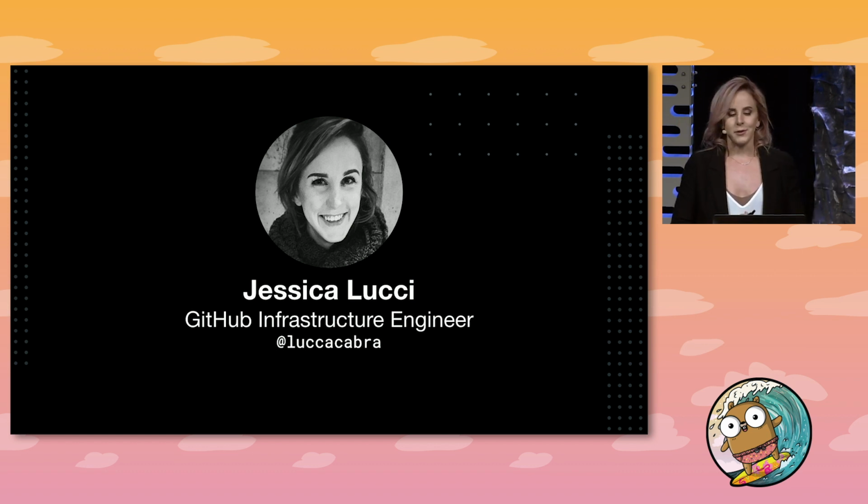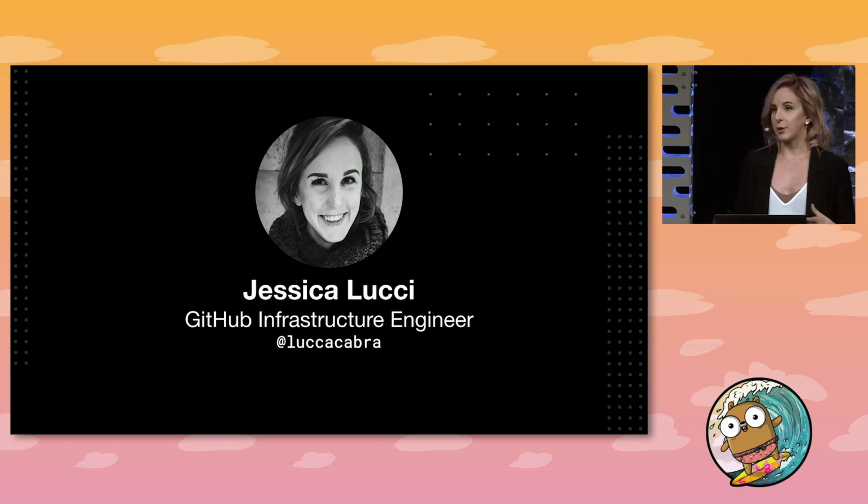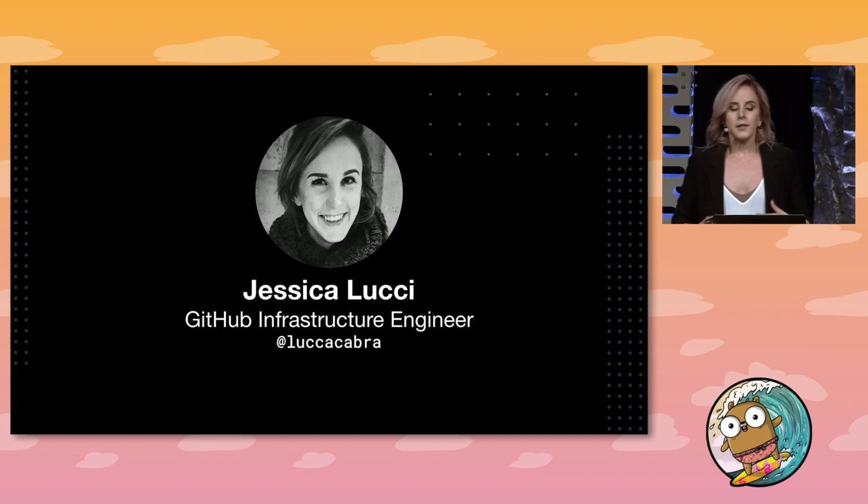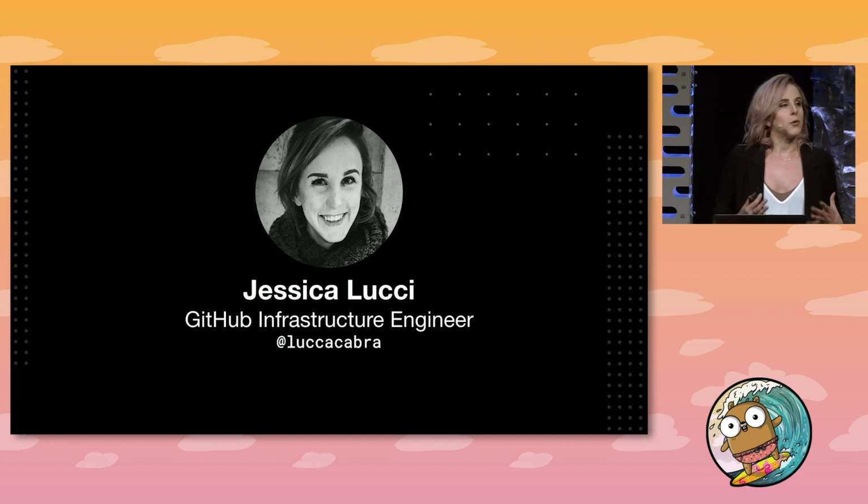So my name is Jessica Lucci, and I'm an infrastructure engineer at GitHub. I've been at GitHub for about 2 years now, but I've been doing ops type work for about 7 or 8. And the reason that I got into ops initially was that I'm really passionate about making the lives of other developers easier. This means that I'm always on the lookout for ways to add or improve tooling in processes or what have you, anything that makes other developers' jobs feel more seamless.